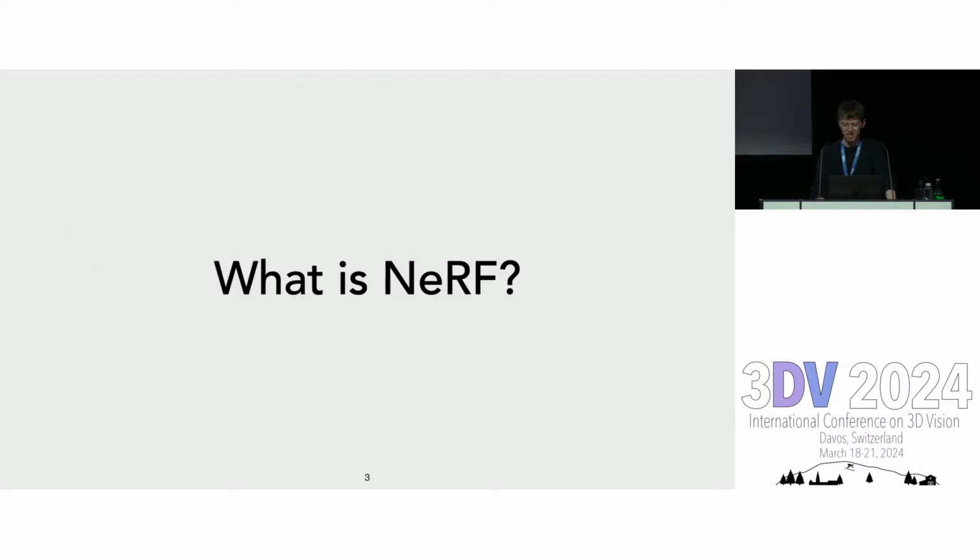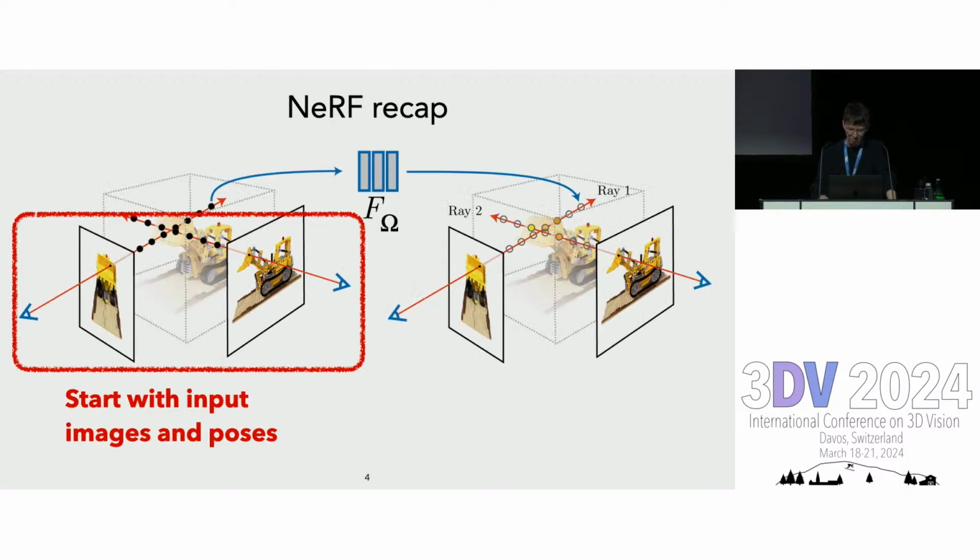Okay, so first, very quickly, what is NeRF? What are the basics underlying the NeRF algorithm? Of course, you start with some input images and poses. This is a view synthesis algorithm, so we fundamentally want to take some input images capturing a scene or an object, reconstruct some 3D representation, and then render new views. So we assume that we are given input images and their calibrated camera poses.